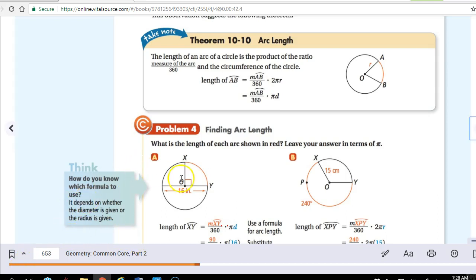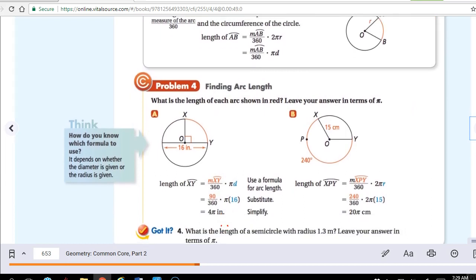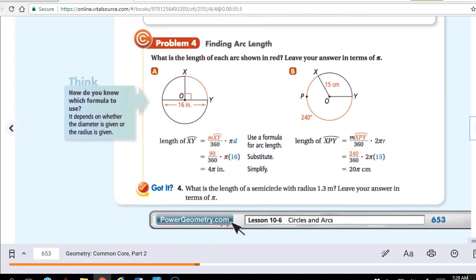Okay? So if you will, let me slide this down just a second. Let's look at number 4 here. Number 4 says, what is the length of each of the arcs shown in red? Leave your answer in terms of pi. Now this means to leave pi in your answer. Don't put it as a number, 3.14, or hit the pi button on your calculator. Leave pi alone and just do all the other calculations. And we'll show you what that means.